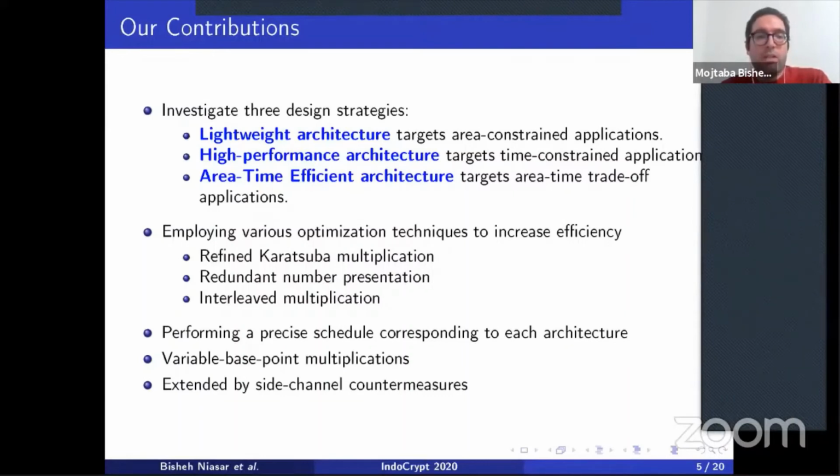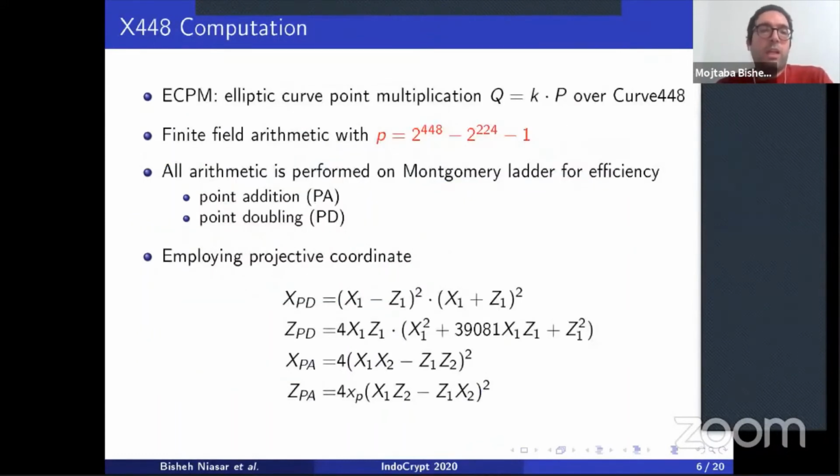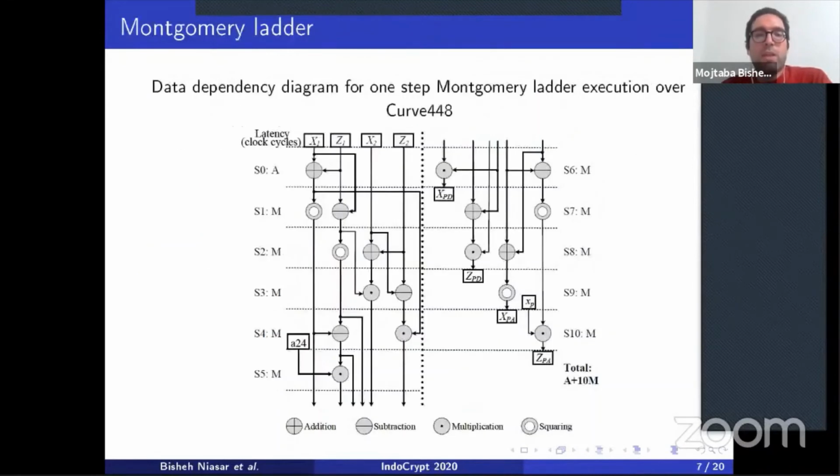All of our designs are variable base point and are extended by side channel countermeasures. We use the friendly property of Curve448 based on the special shape of this curve, and we use the Montgomery ladder for hardware implementation based on the projective coordinate. We design different scheduling for each of our designs to increase the efficiency of the design.